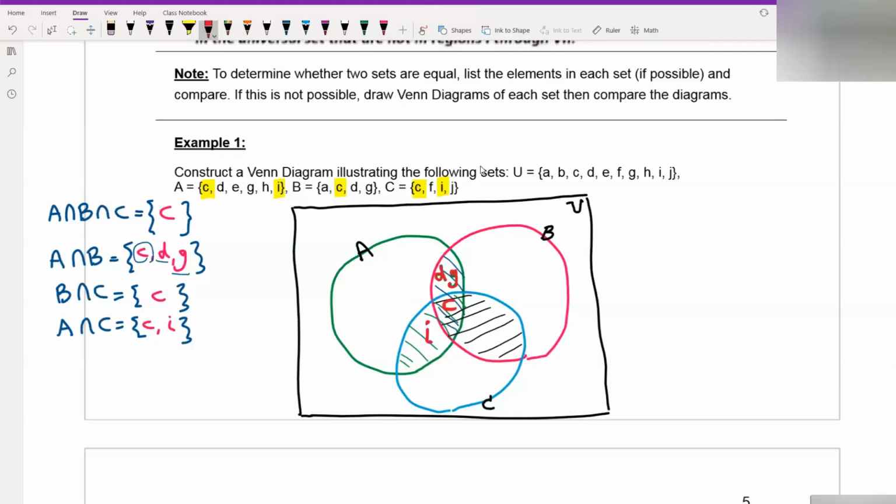So starting with A, in the intersection part, we have C, I, D, G. So we have that one, D, G, C, I. What's left is E, H. Now for B, inside this red circle, we have D, G, C. What's left is A. Inside C, we have I, C. Then we have to add F and J.